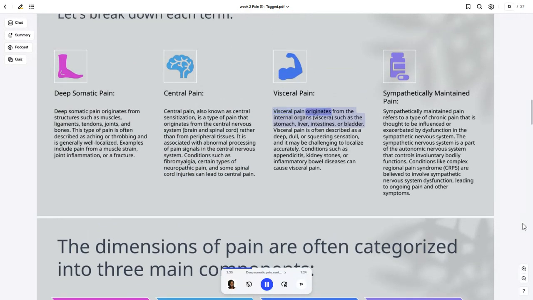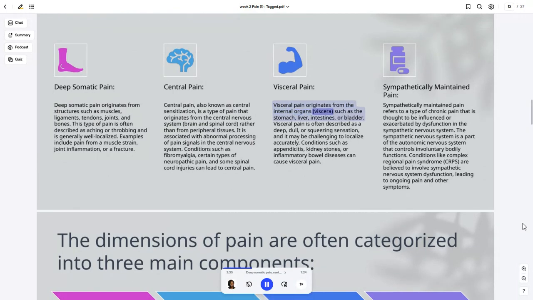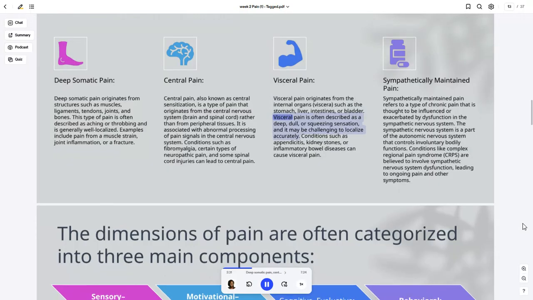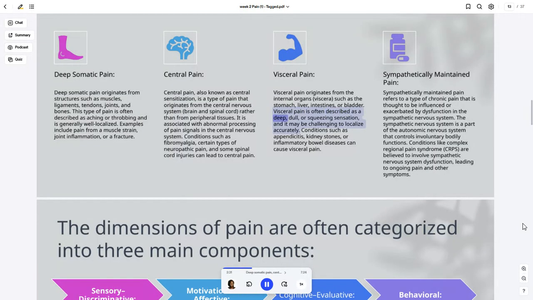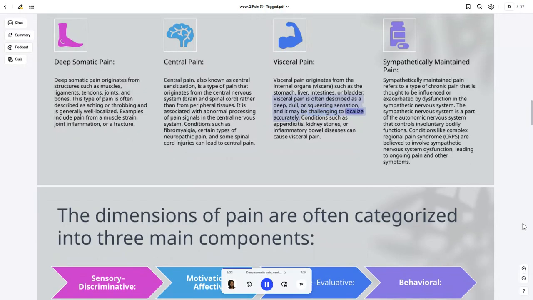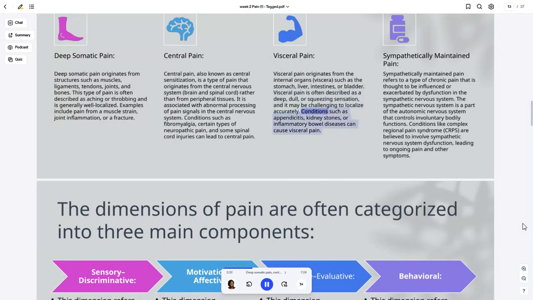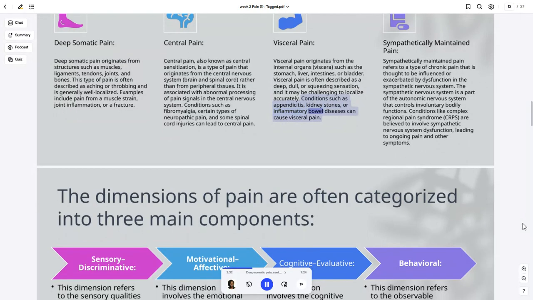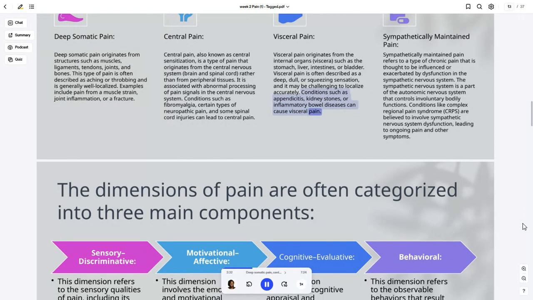Visceral pain originates from the internal organs, viscera, such as the stomach, liver, intestines, or bladder. Visceral pain is often described as a deep, dull, or squeezing sensation, and it may be challenging to localize accurately. Conditions such as appendicitis, kidney stones, or inflammatory bowel diseases can cause visceral pain.